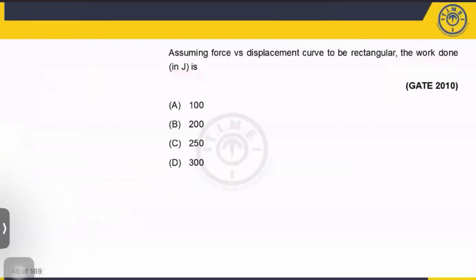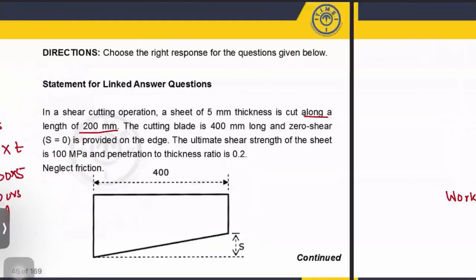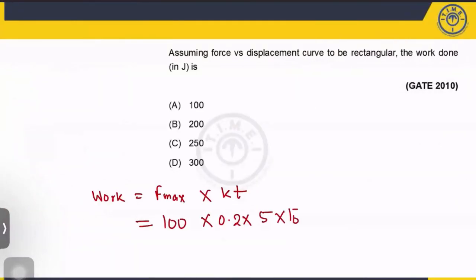What is the work done? How will you calculate the work done? Work done is nothing but the maximum force into KT value. What is the maximum force? 100. What is the K value? The K value is 0.2. And what is the thickness value? That is 5 into 10 to the power of minus 3.